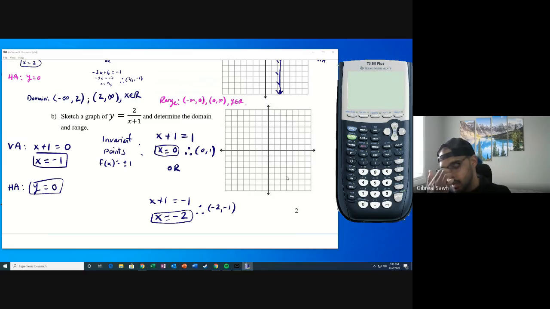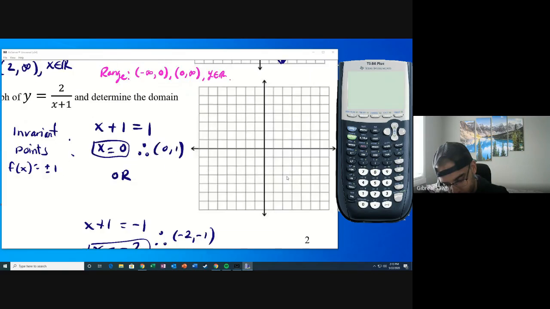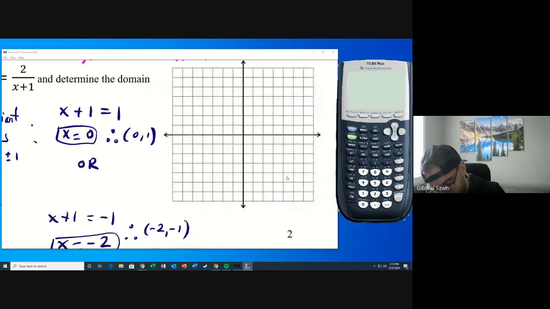So let's try to put some information on here. I've got a vertical asymptote when x is equal to negative 1. So there's x equals negative 1, can't cross that. Got a horizontal asymptote when y equals 0, can't cross that. Now, the placement of these points is going to be important. So (0, 1), there's one of them. Negative 2, negative 1 is down here.